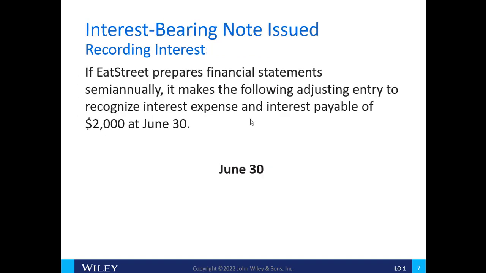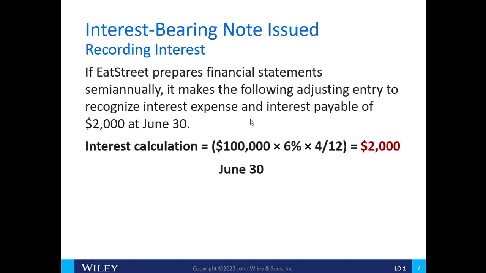Now, when the end of the month comes and we have to calculate the interest, it's $100,000 at 6%, and it's only over 4 months out of 12, so that comes to $2,000. So the interest expense that we have incurred is $2,000, and then we haven't paid it yet. We owe the interest at $2,000, so we put it on as a payable. That's our current liability.